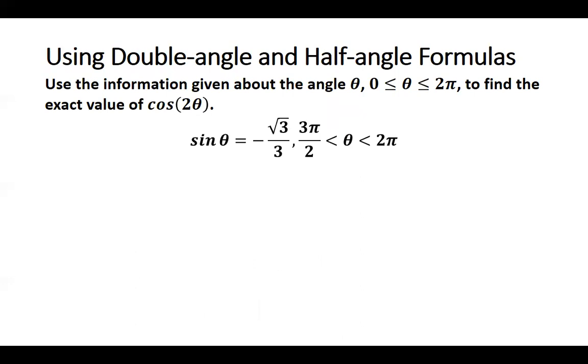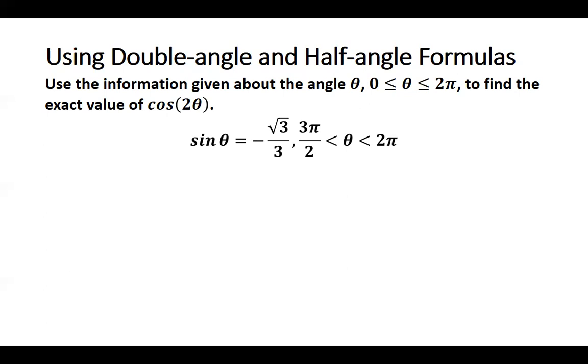Use the information given about the angle theta, where theta is between 0 and 2 pi, to find the exact value of cosine of 2 theta. So we have sine of theta is equal to negative square root of 3 over 3, where theta is between 3 pi over 2 and 2 pi. Okay, so we know that theta is in the 4th quadrant.